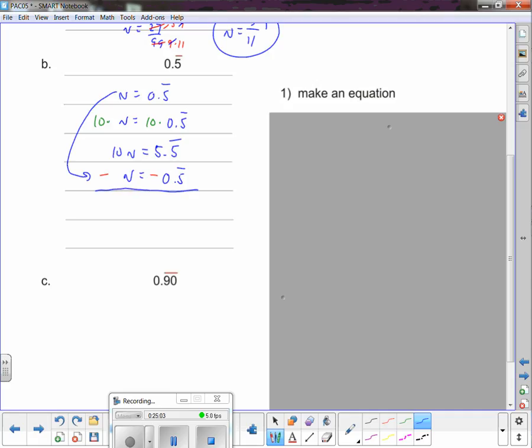What do you get on the left? Right? 10 of them minus 1 of them is 9 of them. What do you get on the right? 5. How do you finish? Divide both sides by 9. And this one, there's no reducing. N equals 5/9. N equals 5/9.